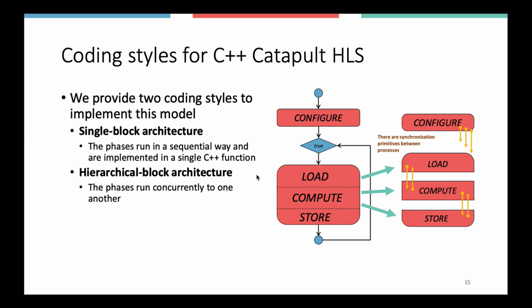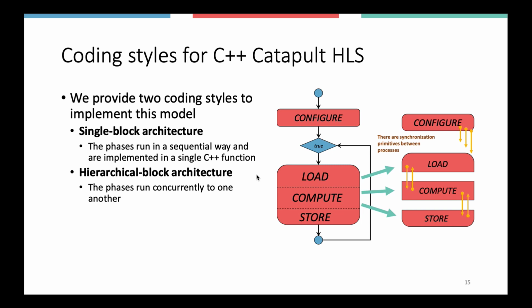For Catapult HLS, we have defined 2 different coding styles. A first, more simple style is the single block architecture, where the phases run in a sequential way and are implemented in a single C++ function.